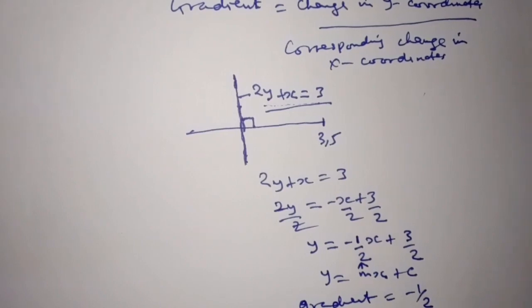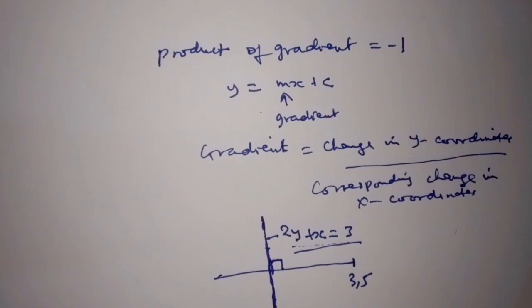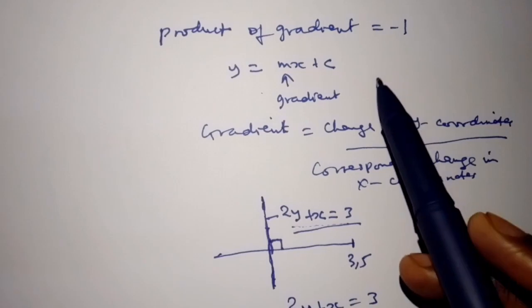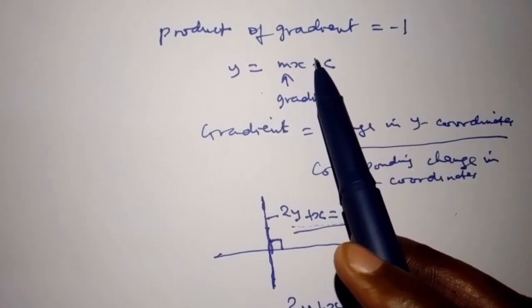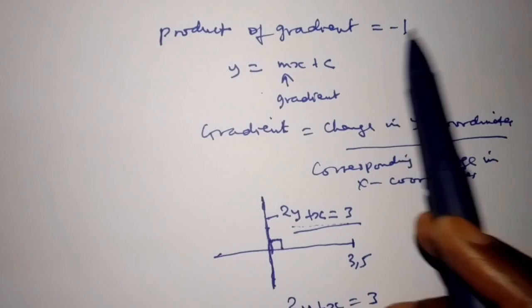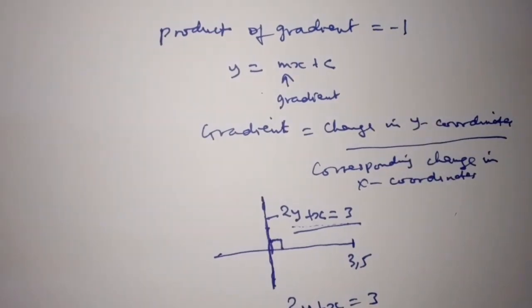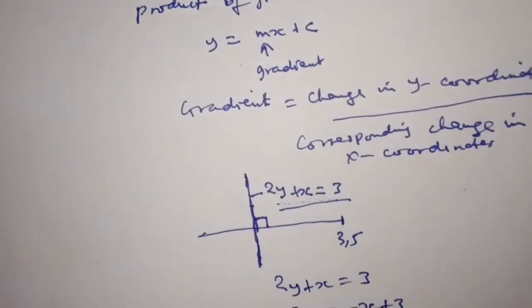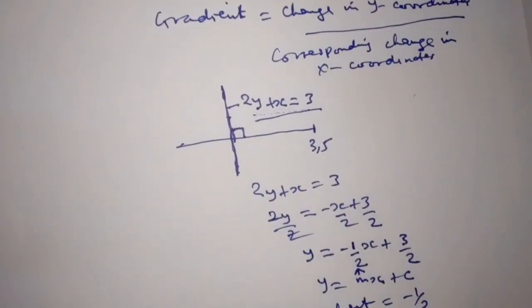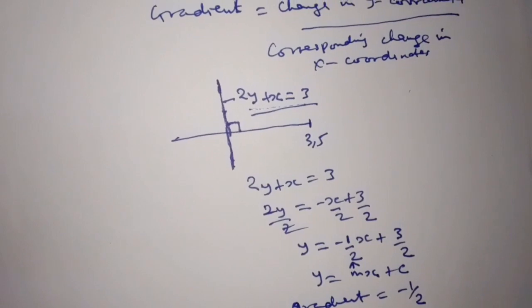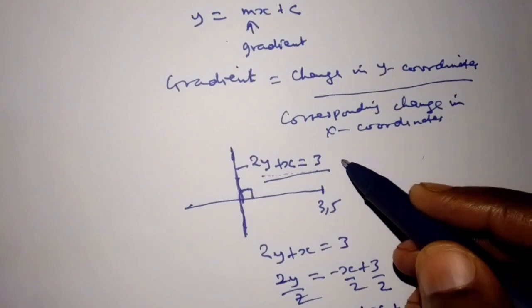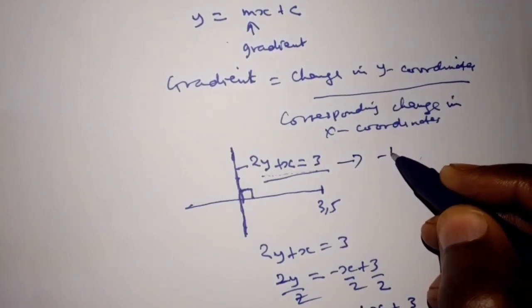And we want to use this other fact: the product of the gradients of two perpendicular lines is always negative 1. So now this is the gradient of this line here. The gradient is negative 1 over 2.